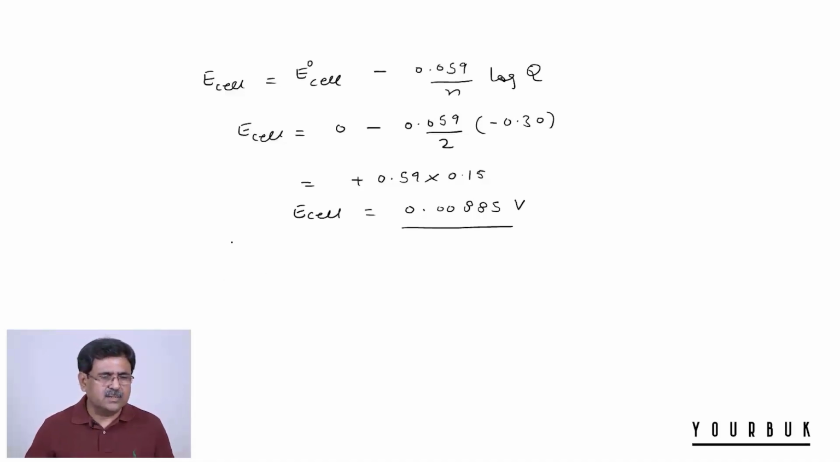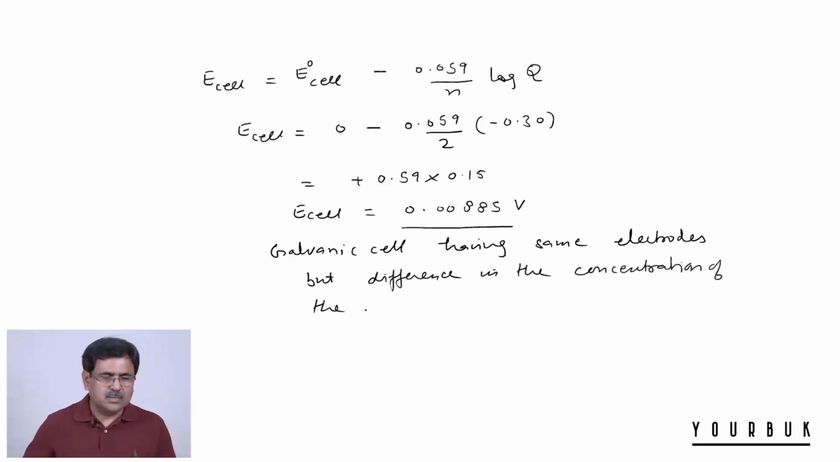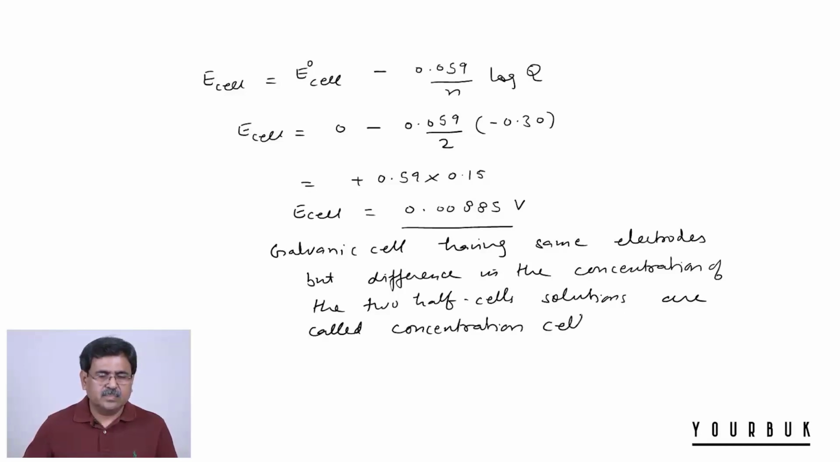Now these types of galvanic cells having the same electrodes and differing in the concentration of the two half cell solutions are called concentration cells. Concentration cells.